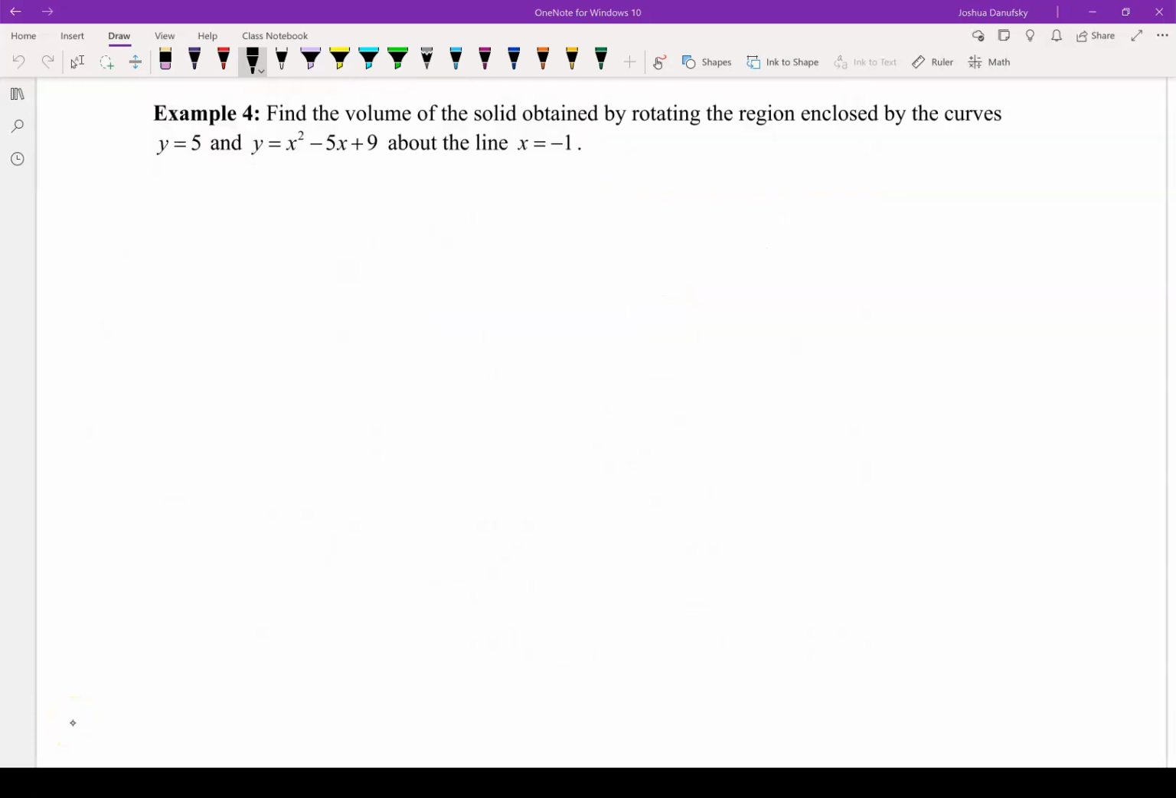Example 4, find the volume of the solid obtained by rotating the region enclosed by the curves y equals 5 and y equals x squared minus 5x plus 9 about the line x equals negative 1. Before graphing this, let's go ahead and find the points of intersection.